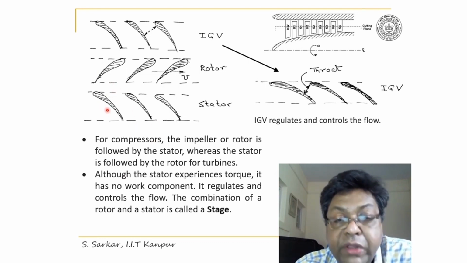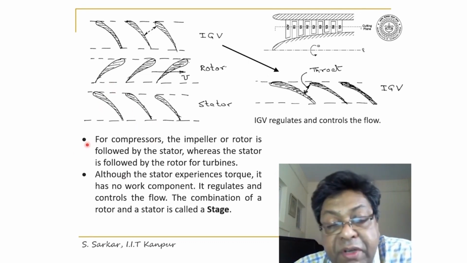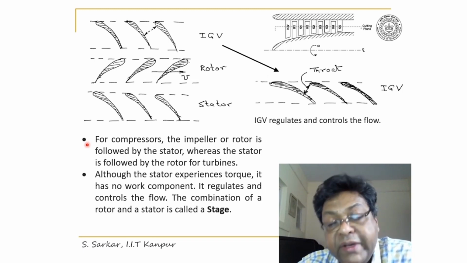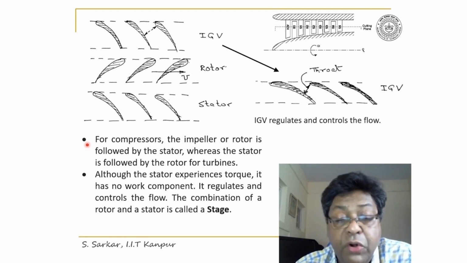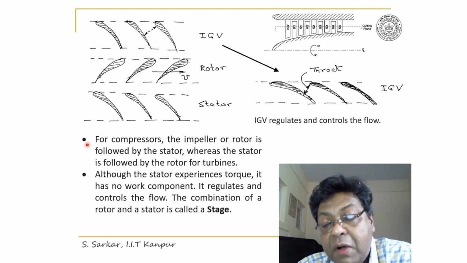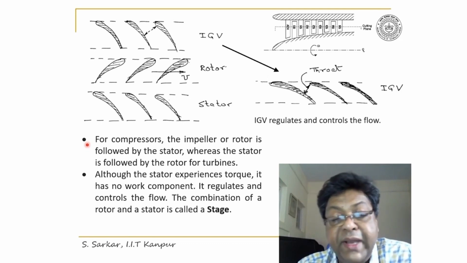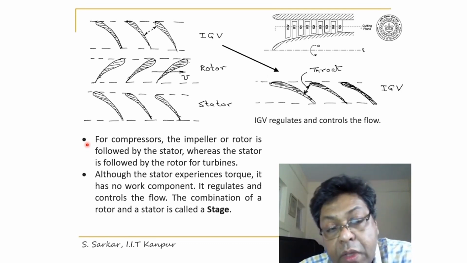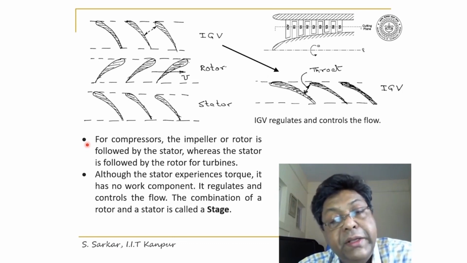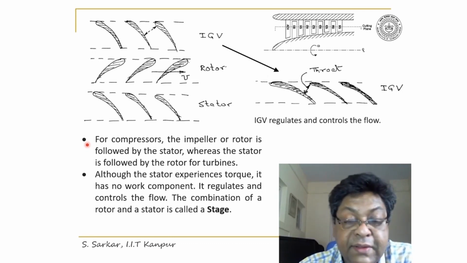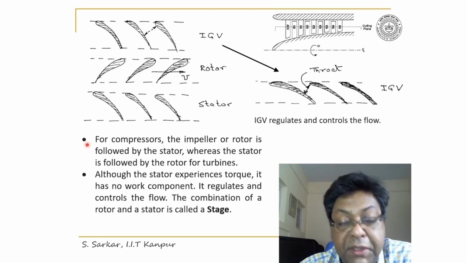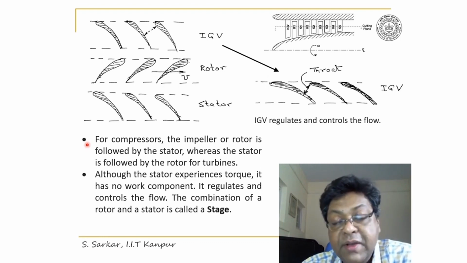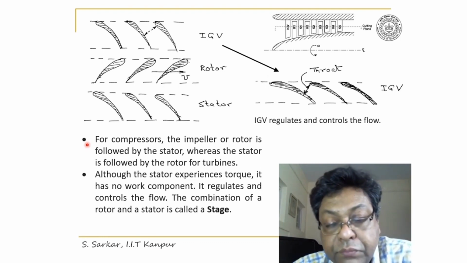Now there will be force on the stator and IGV because of deflection of fluid as it passes through, but there will be no work producing component as they are stationary. However, in the rotor, as they are rotating, there will be some work producing component because torque multiplied by angular speed, omega, is nothing but work.